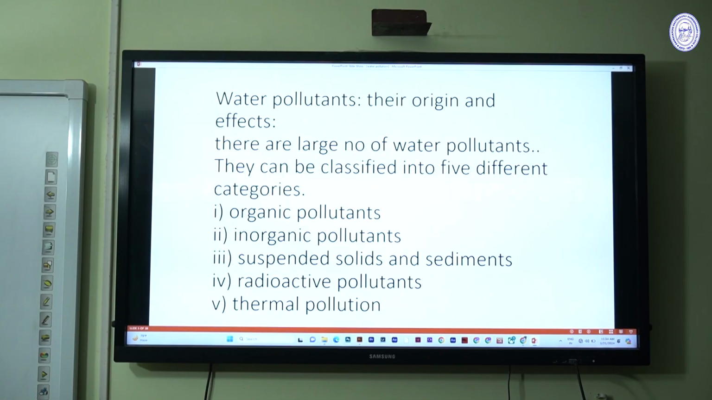Now, these are the after effects, but what is the cause? There are a large number of water pollutants, but they can be classified into 5 main categories. Number 1, organic pollutants. Number 2, inorganic pollutants. Number 3, suspended solids and sediments. Number 4, radioactive pollutants. And number 5, thermal pollution.